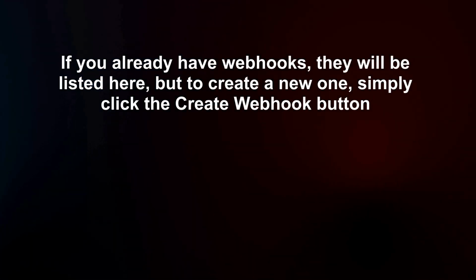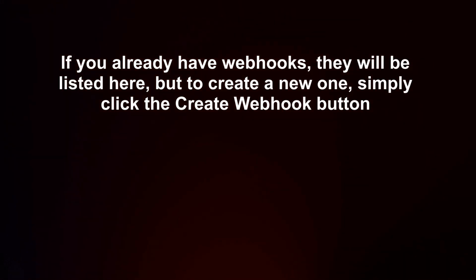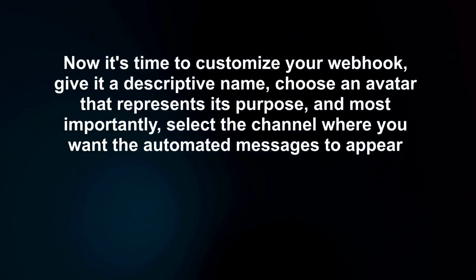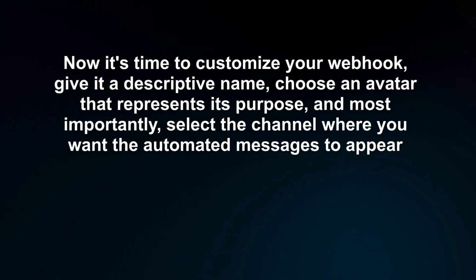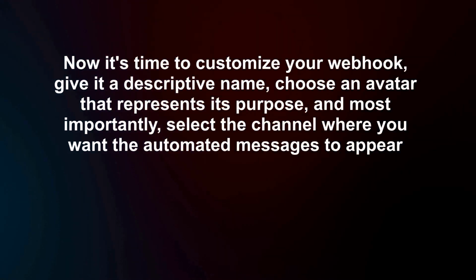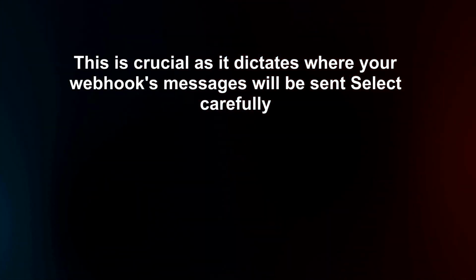If you already have webhooks, they will be listed here, but to create a new one, simply click the Create Webhook button. Now it's time to customize your webhook. Give it a descriptive name, choose an avatar that represents its purpose, and most importantly, select the channel where you want the automated messages to appear. This is crucial as it dictates where your webhook's messages will be sent.